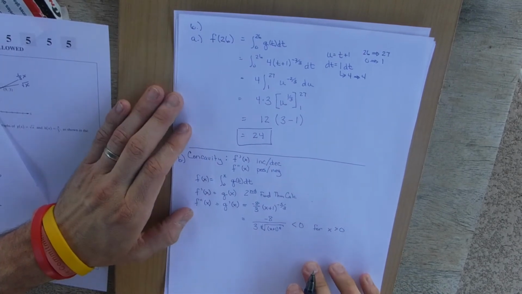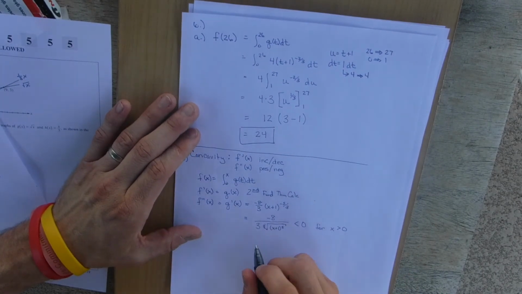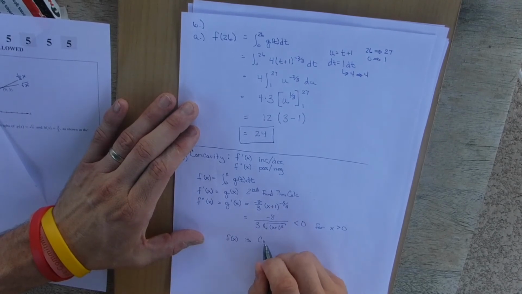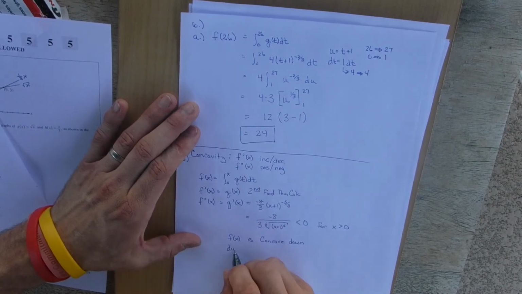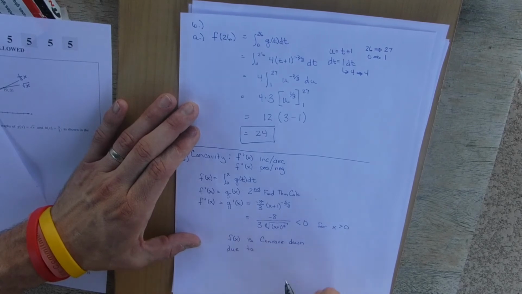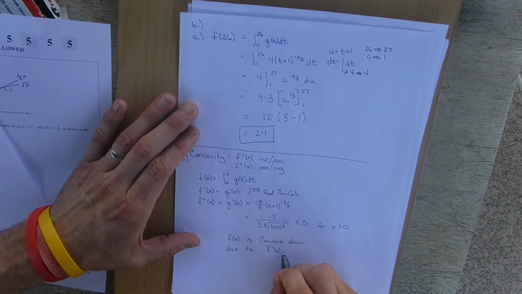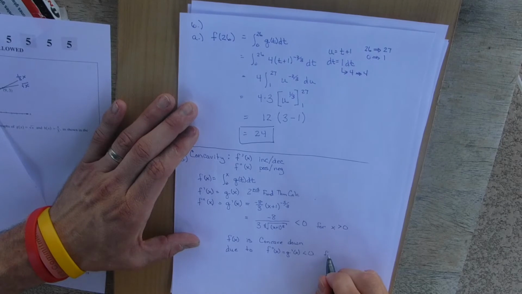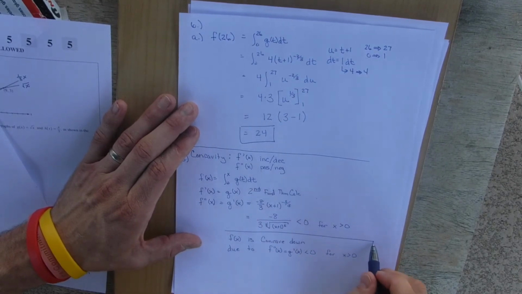Alright, so let's answer the question. What is the concavity for x bigger than 0? F of x is concave down due to f double prime, which is g prime, being less than 0 for x greater than 0. That's why.